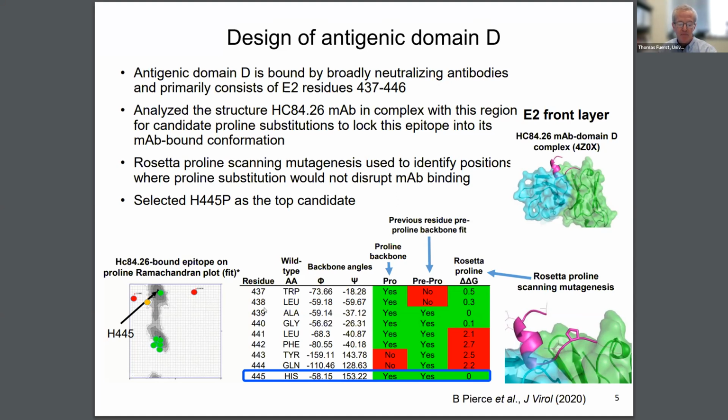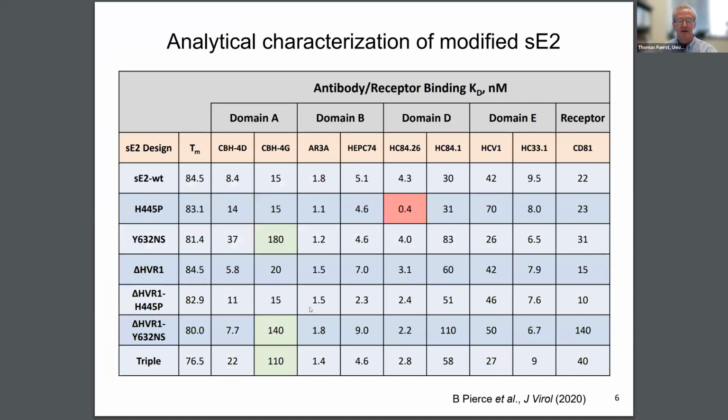Proline insertion at amino acid 445 in the blue box was found to be most favorable in silico, so we proceeded with cloning this in the context of secreted E2. Several other structure-based combinations were also tested that I just don't have time to discuss. So the modified E2 designs were purified as secreted E2 proteins and tested for thermal stability and binding affinity to a panel of MAbs, as well as to the CD81 receptor.